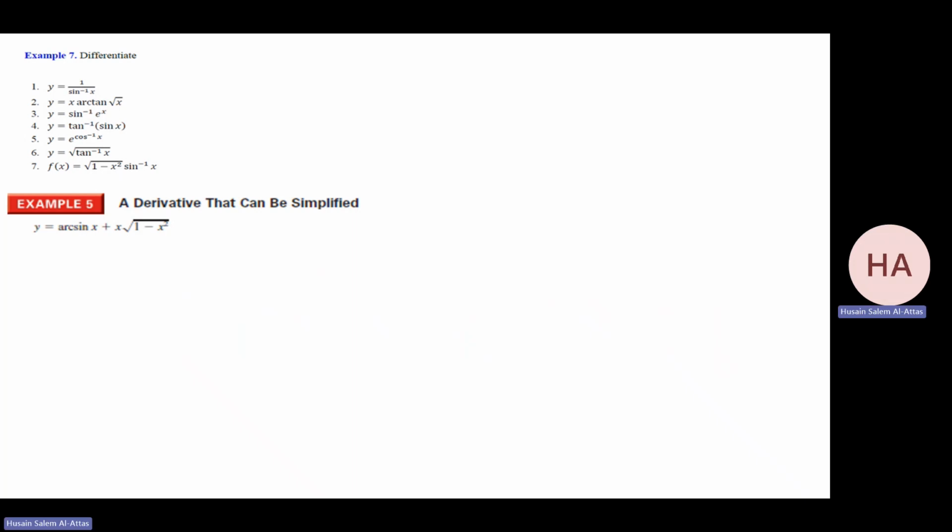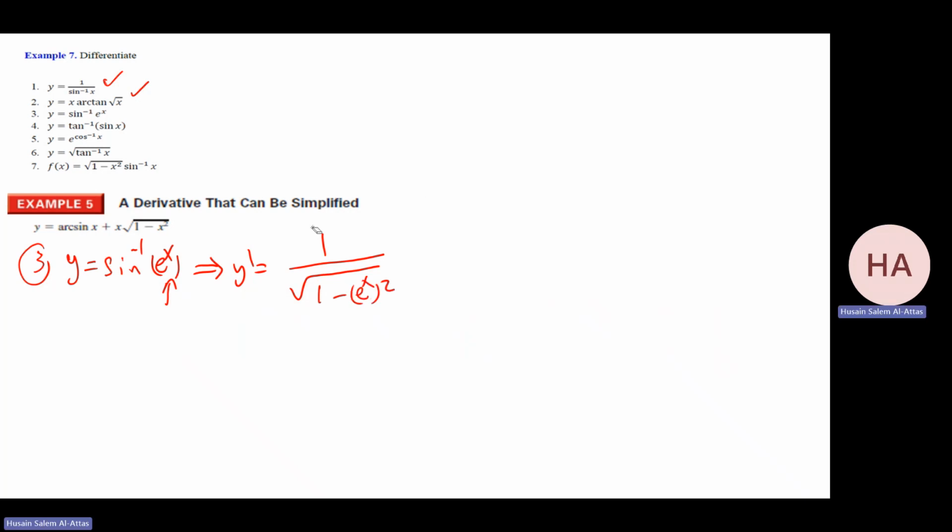Now we want to differentiate these functions. We did the first two, so I will go to the third one. y equals sine inverse of e^x. This is my u. So what will be y prime? 1 over the square root of 1 minus u squared, times the derivative of u, which is e^x. So that will be e^x over the square root of 1 minus e^(2x).